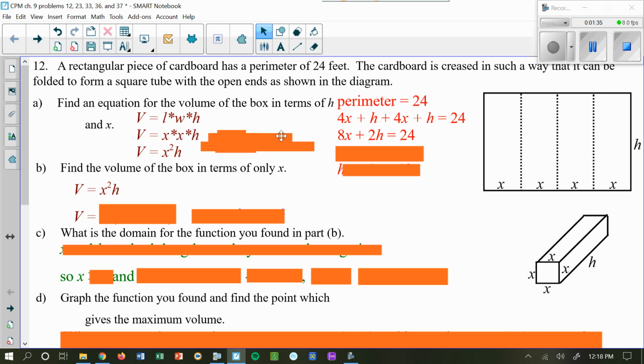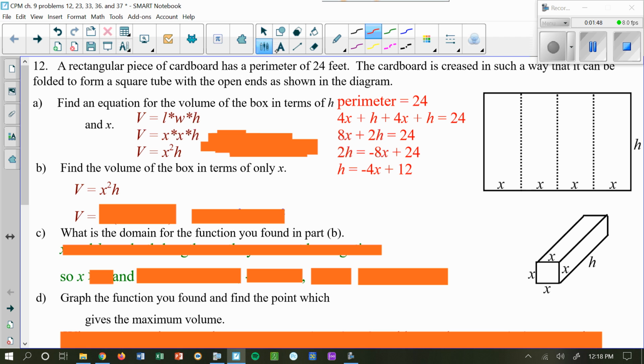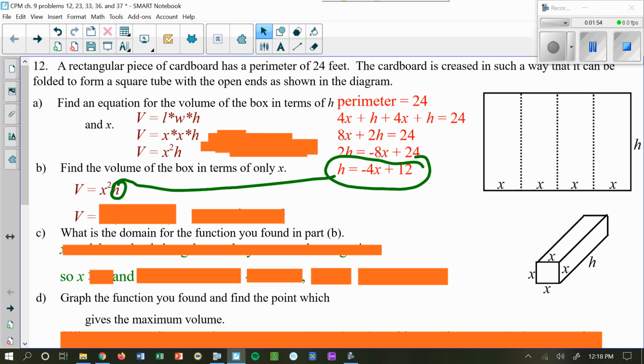So how does this help us? Well, if we try to get h by itself, I could subtract an 8x from both sides and then divide by 2. I could go ahead and take this and plug it in right here for h. And so if I distribute through, I get my volume only in terms of x.